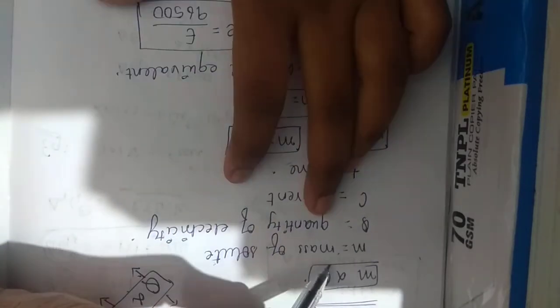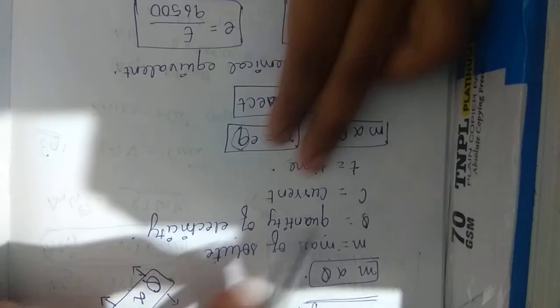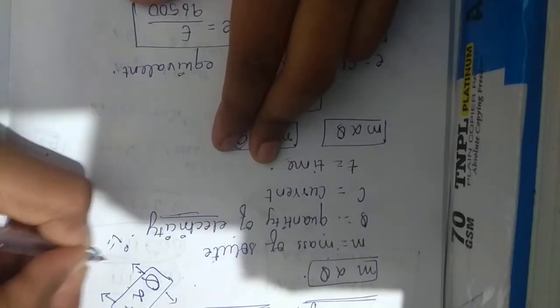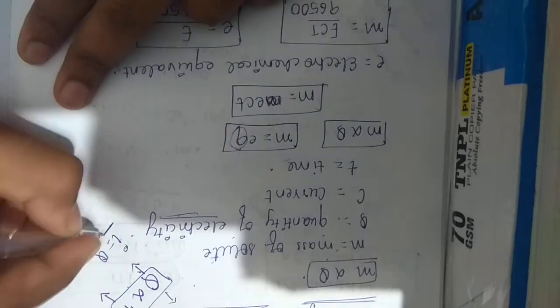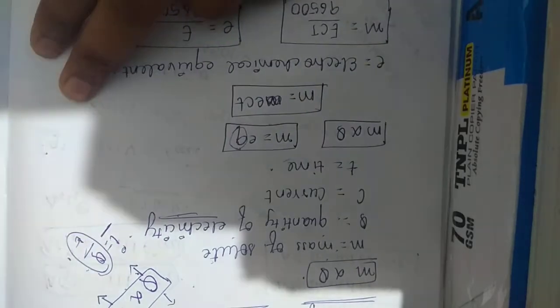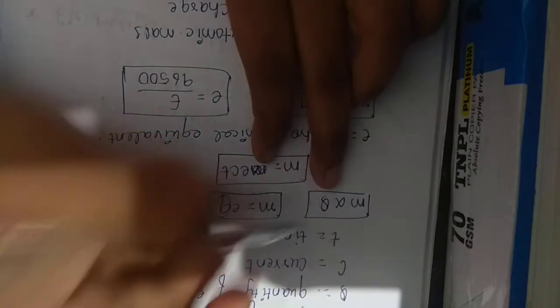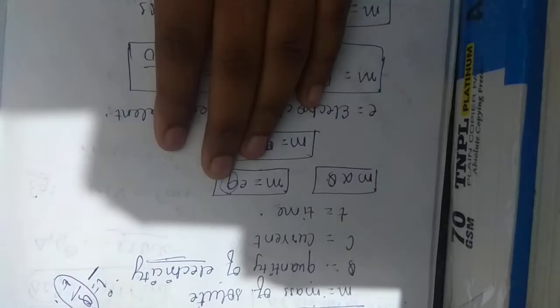M is what? Mass of the solute. Q is what? Quantity of electricity. And C is what? Electricity, nothing but the charge. The I is Q by T. Current, quantity of electricity. That is, current is the flow of charge, rate of flow of charge. Okay. Now, M is directly proportional to Q. Now, what is Q? C.